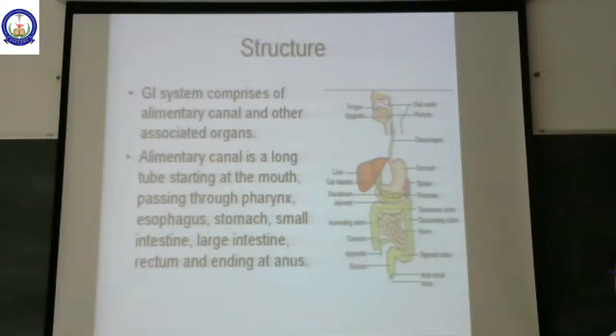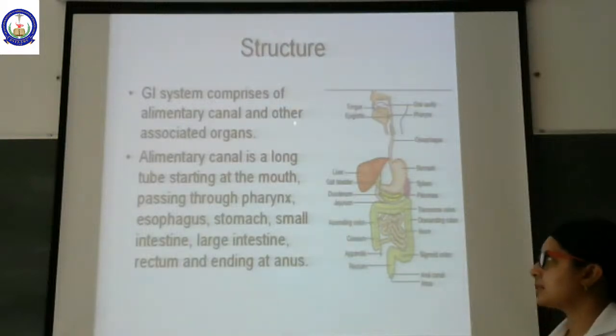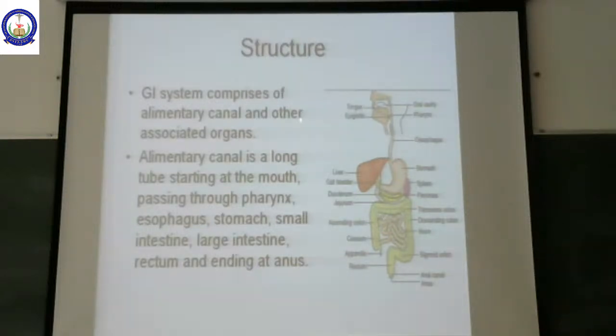Now let us describe the structures one by one. The gastrointestinal system comprises the alimentary canal and other associated organs. The alimentary canal is the entire tube from the oral cavity, that is the mouth, to the anus. The associated organs are the liver, gallbladder and pancreas.